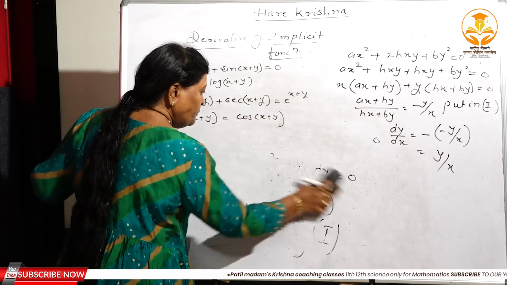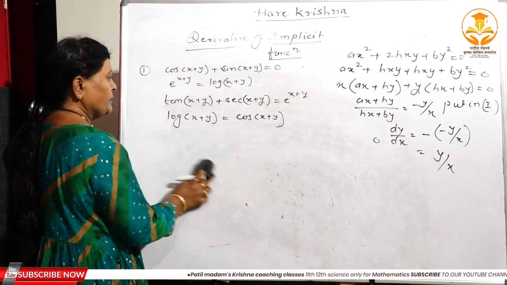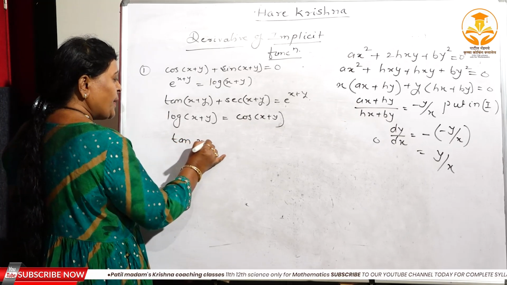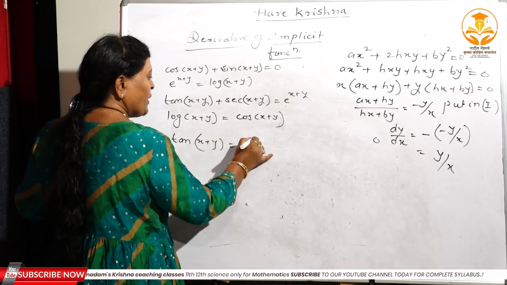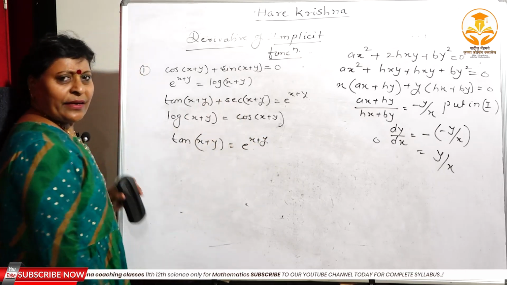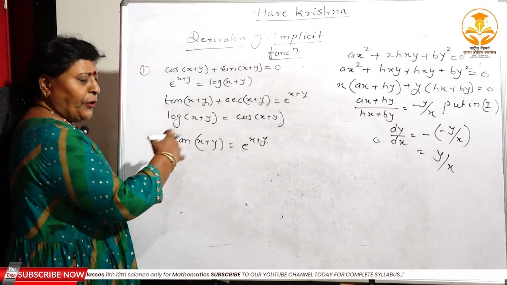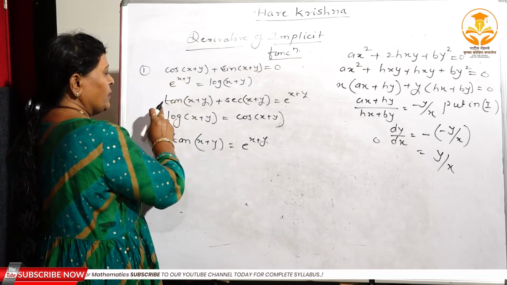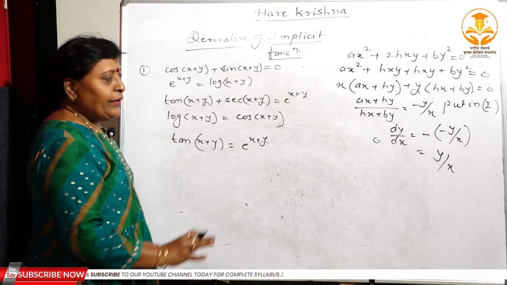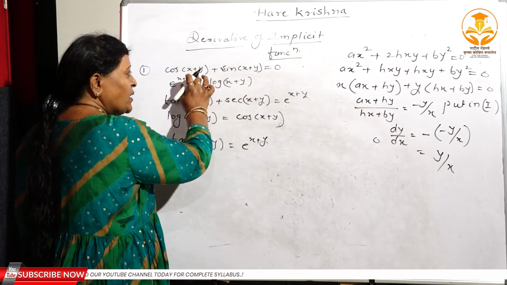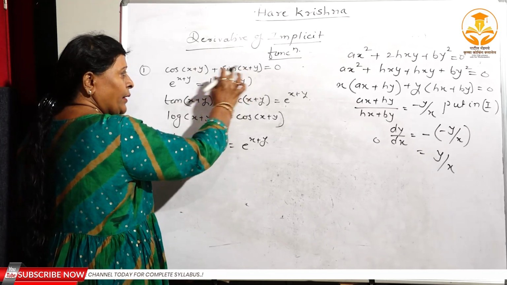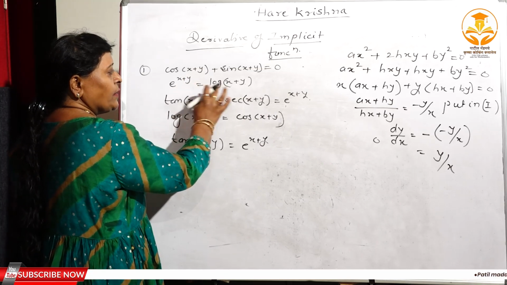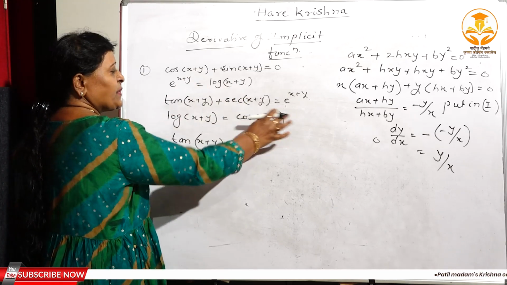Again, you can write tan of x plus y is equal to e raised to x plus y. Many examples you can consider like this. Here, this is the first one. If you observe this, in this problem, the first, second, third, fourth and fifth, what is given? That is the angle, whatever the angle, that is the one parameter here, that is x plus y. In every example, the function is expressed in the form of x plus y. Say x plus y, x plus y, x plus y.